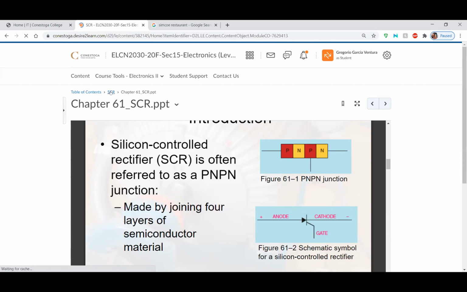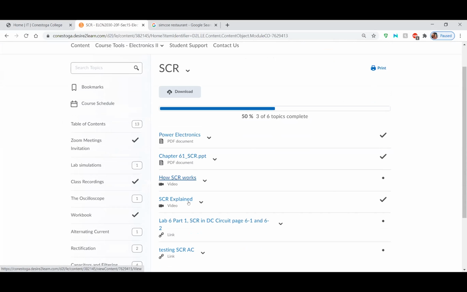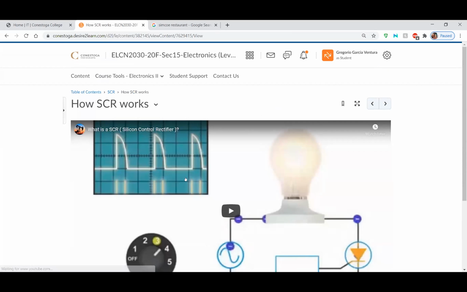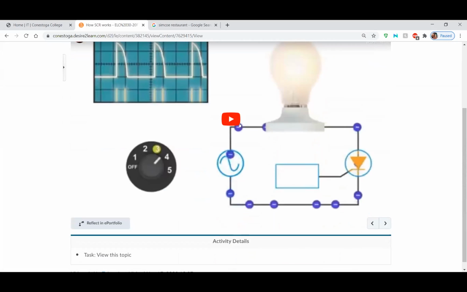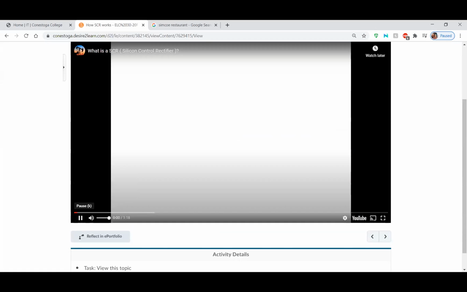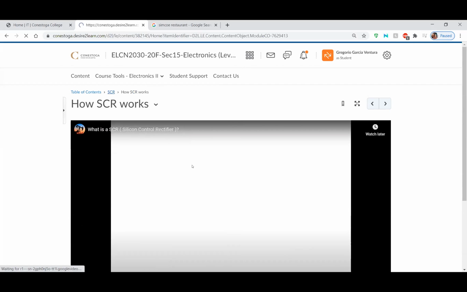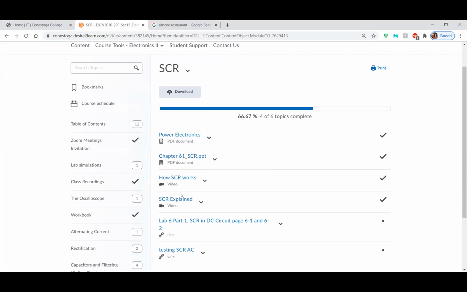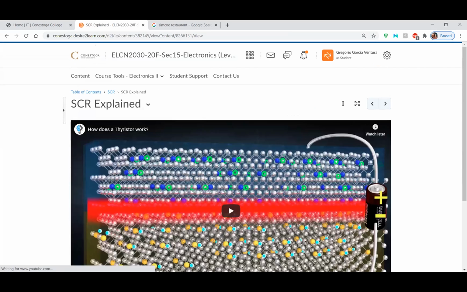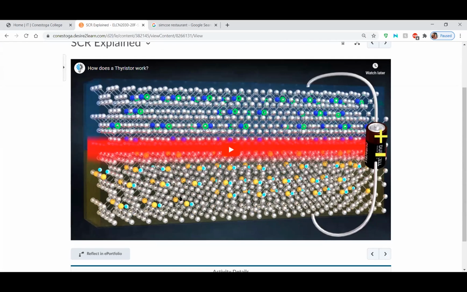In spite of that, I also want you to be able to watch two small videos. The first video is about 1 minute, and when you click on it, it's going to show you how the SCR works in a circuit. And that video is only 1 minute. And the other video is more professional, is lengthier, and it's going to show you how the SCR is built and how it can be used for high power DC transmission.